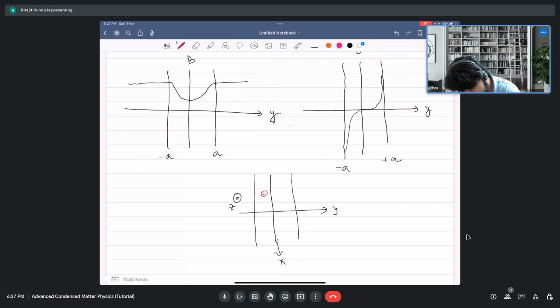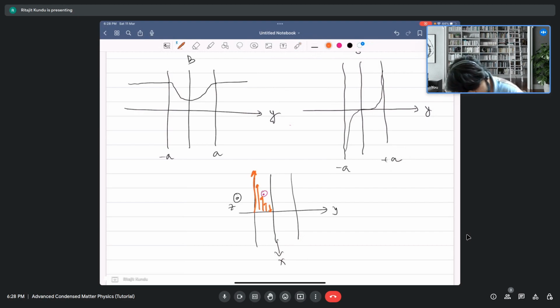So that means the current will be like this, and as you go inside, it will decrease, and you see that as you change your y to be plus a, the current becomes positive, right? So it should be in the positive x direction, so it should be pointing somewhere here.